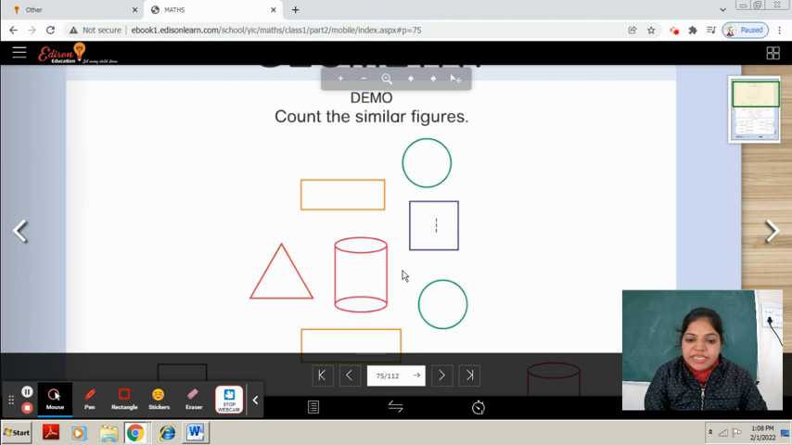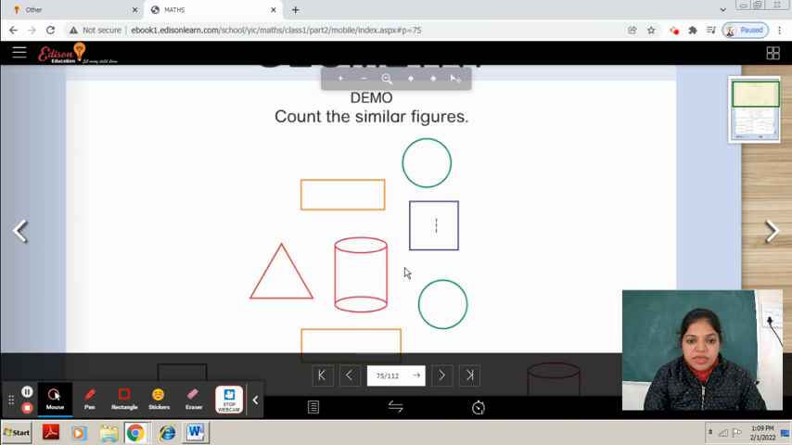So students, we have done 2D and 3D shapes as I told you. Rectangle, square, circle, these are the 2D shapes, okay? And cube, cuboid, cylinder, cone, sphere, these are the 3D shapes. In the previous class, we have done 3D shapes. So now today we will do page number 75.